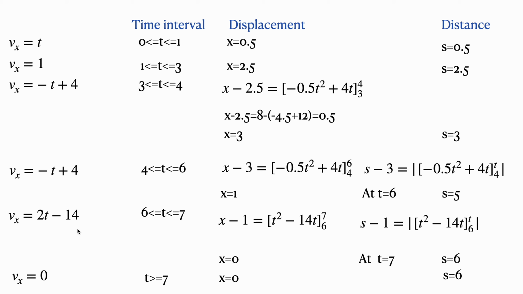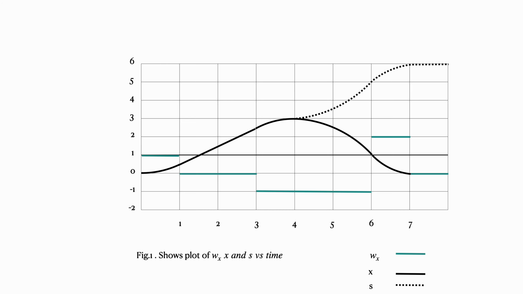Similarly, for the next interval, we will integrate to obtain the displacement, and we will take the modulus to obtain the distance. And in this interval, we get the distance at t equals 7, s equals 6. And for the time interval greater than 7, the velocity becomes 0, so the point is not moving, so distance will remain as it is and it will not change. Now the next step is to plot these functions which is asked in the question.